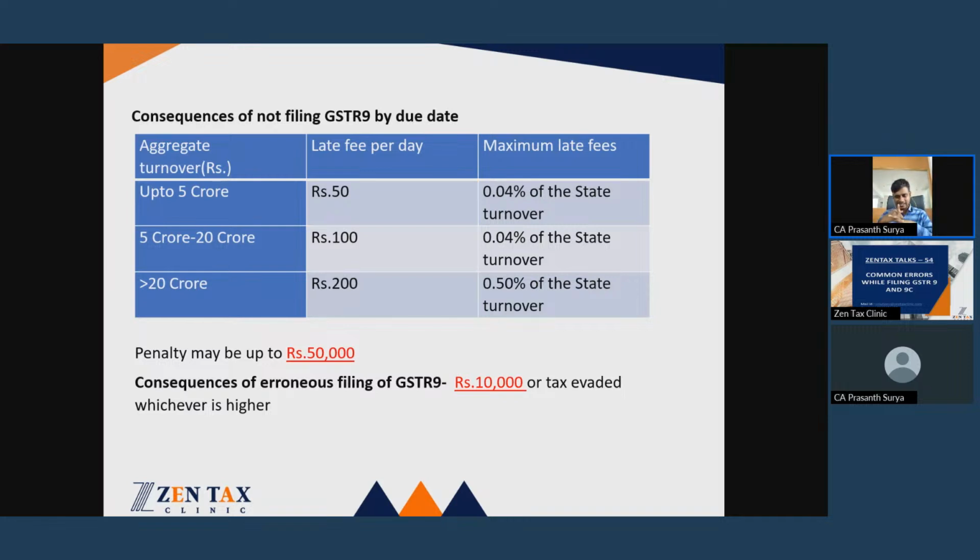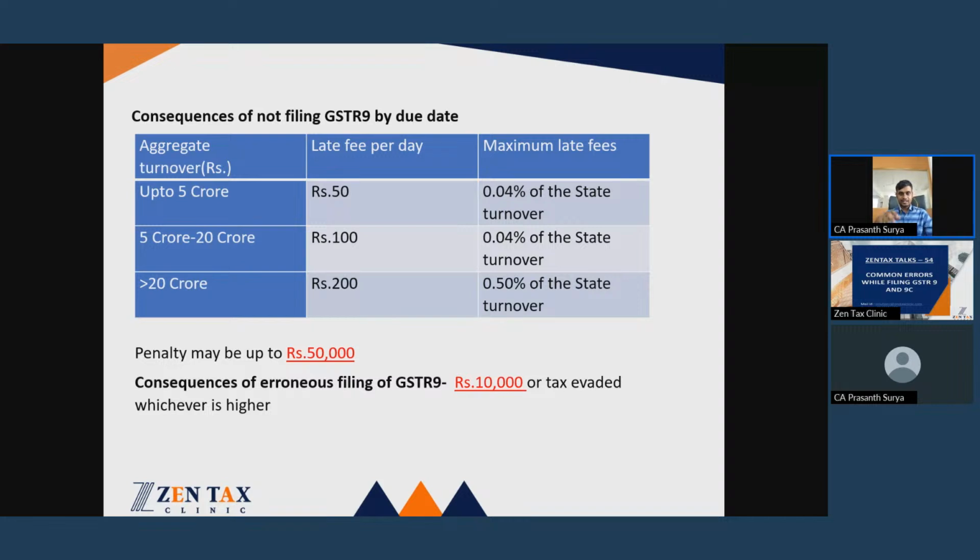The bigger issue than the late fees is that the department is viewing the belated filers of GSTR9 as non-compliers. So based on that, in many scenarios, audit is taken. For non-filers or belated filers of GSTR9, departmental audit is taken. So it is better, please work on it and file it within December 31.